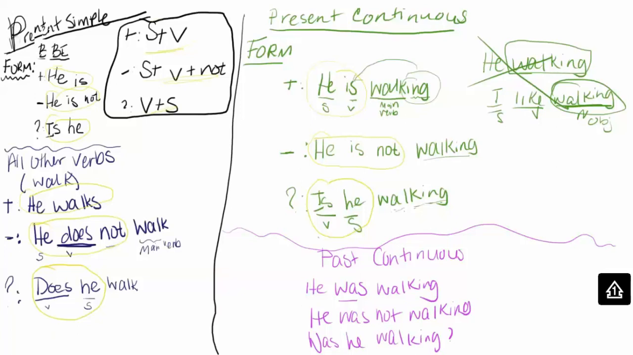Okay, again, we're following this same pattern: subject, verb, not, verb, subject. So there you have it. That is your present simple and present continuous forming. Again, we're not using it yet. It's just how to form, how to write the sentences correctly.